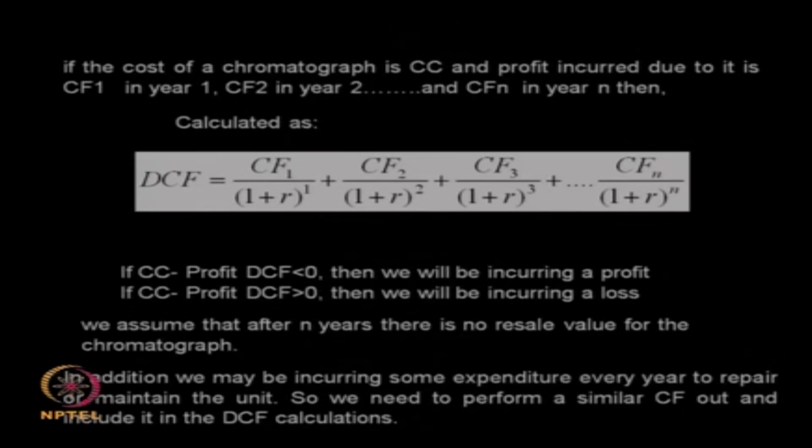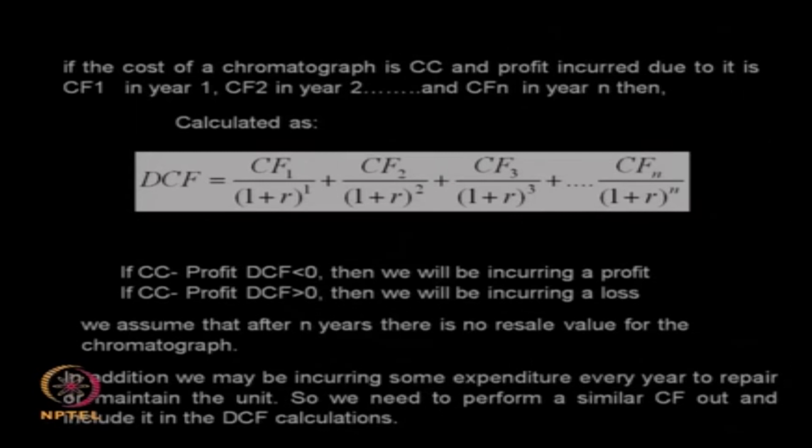So if in year 0 I buy a chromatograph, because of the chromatograph for 10 years I am going to make profit, the profit amount is Cf1 in year 1, Cf2 in year 2, Cf3 in year 3 and Cfn in year 10. I can calculate all this profit and bring it to the net present value using this formula, and then again go back to Cc, the cost of my chromatograph, minus DCF. If it is less, that is the profit, then I will say I am incurring a profit. If it is more, then I will say I am incurring a loss.